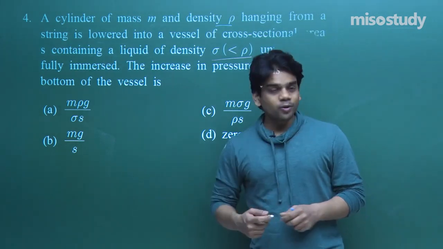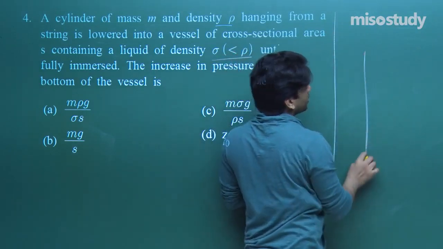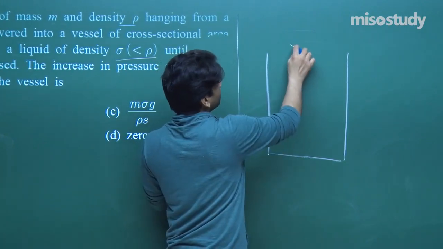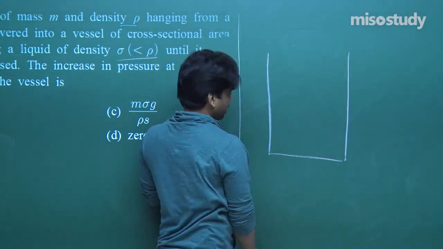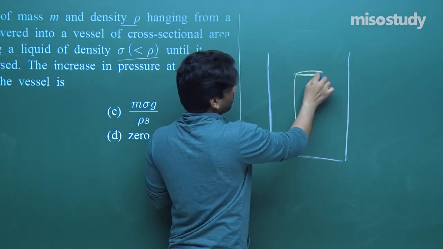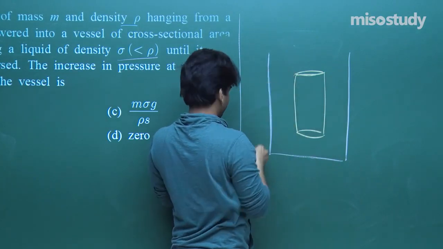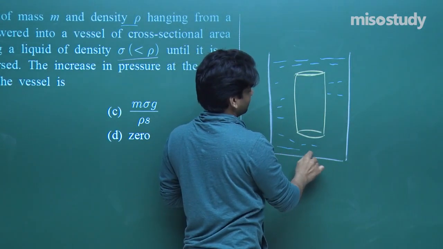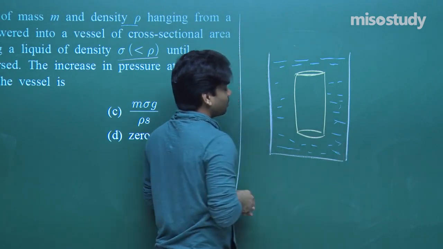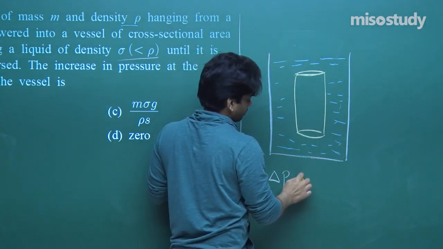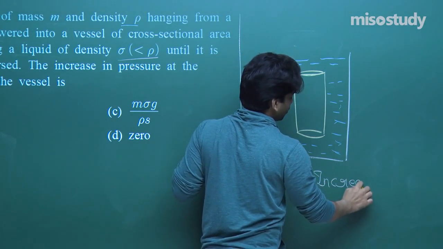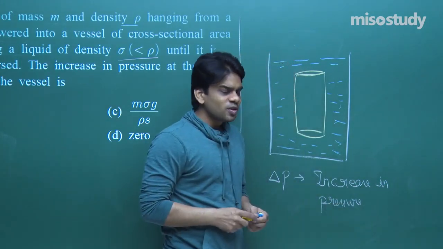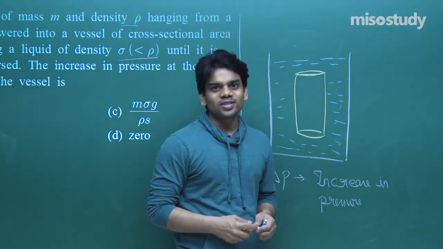For this question, we are going to apply the method. This is the case. There's a container. You have taken a cylinder, and it's completely immersed here. Now it says the increase in pressure at the bottom of the vessel. How to proceed with this? We need to find out the increase in pressure. So pressure is equal to force upon area. So how much force is exerting? It's not touching the bottom, but still we need to find out how much force it's exerting.